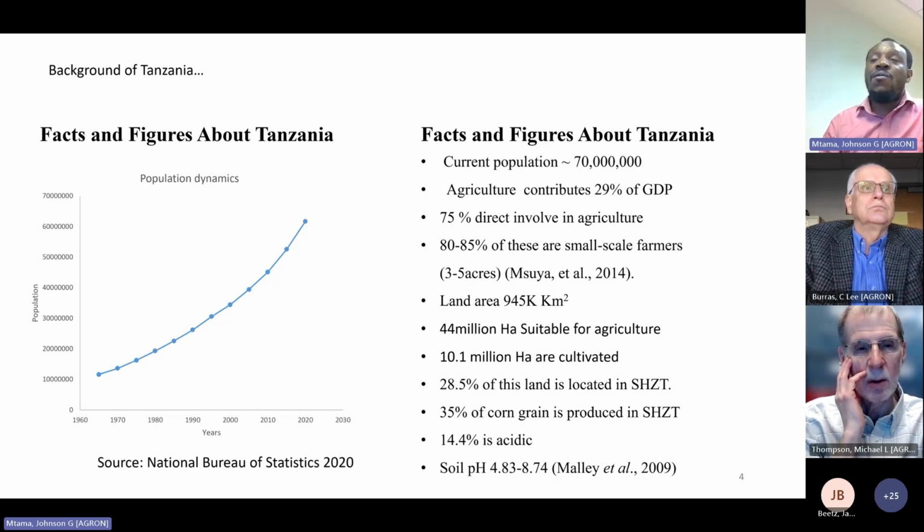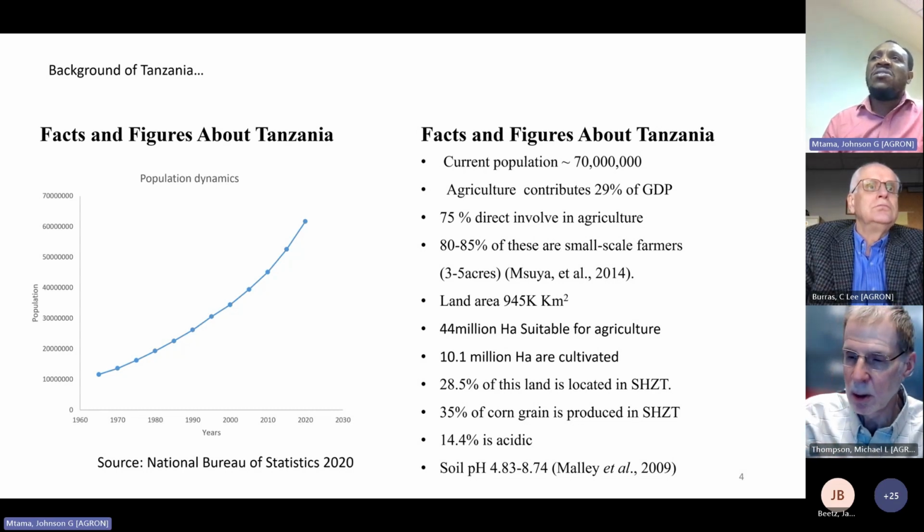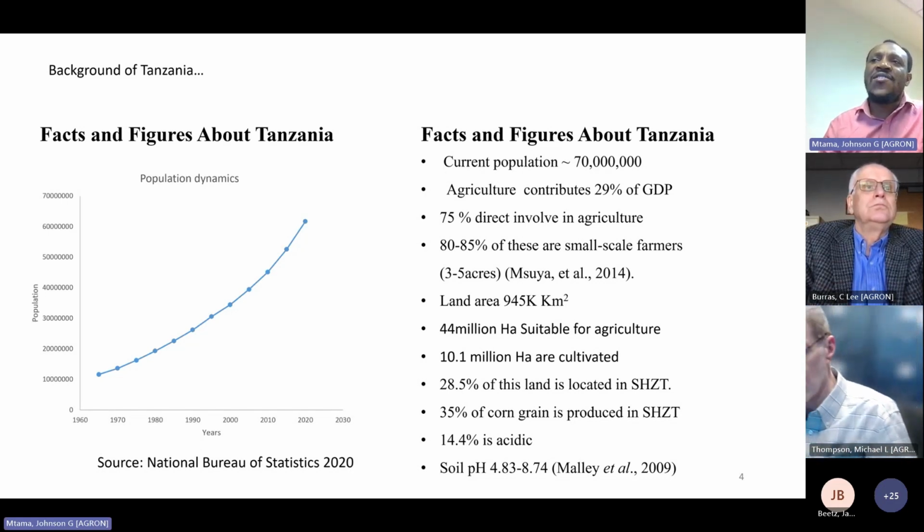Tanzania has a land area of around 945,000 square kilometers. That is around 1/10 of the US size. And out of this land, 44 million hectares are suitable for agriculture. But as of the recent records, only around 10 million hectares are under cultivation. And 28% of this land is being cultivated in the southern highland zone of Tanzania, contributing to around 35% of corn grain being produced in the country.